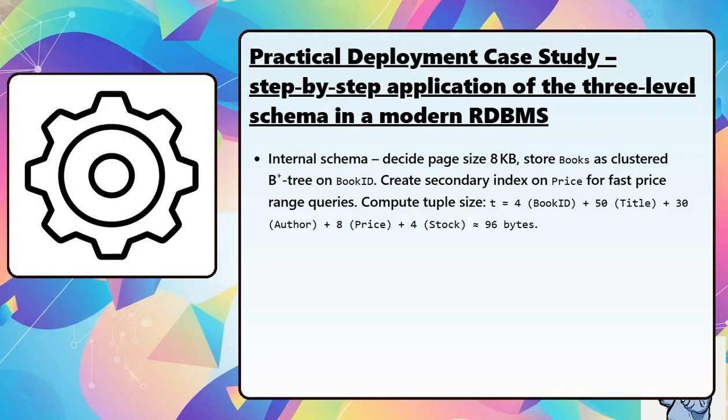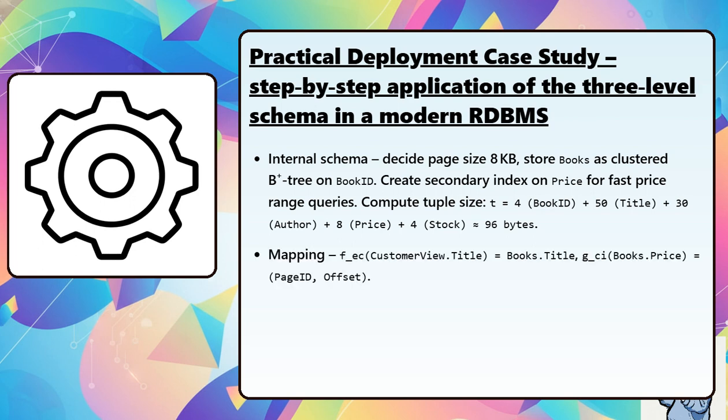Internal schema, decide page size 8 kilobytes, store books as clustered B plus tree on book ID. Create secondary index on price for fast price range queries. Compute tuple size, T equals 4 plus 50 plus 30 plus 8 plus 4, approximately 96 bytes. Mapping F sub EC of customer view title equals books title. G sub CI of books price equals page ID offset.